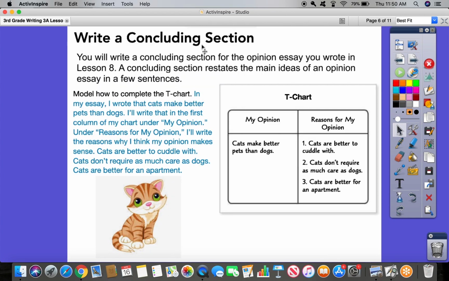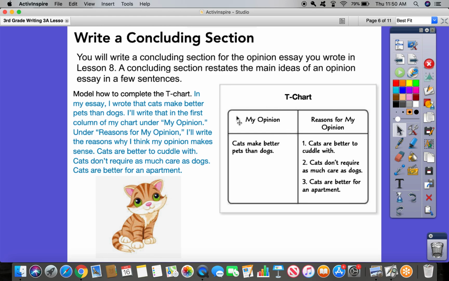So, write a concluding section. You will write a concluding section for the opinion essay you wrote in Lesson 8. A concluding section restates the main ideas of an opinion essay in a few sentences. If you wanted to at home, you can make this T-chart on a blank piece of paper. I'm going to model what you might put in there, okay?